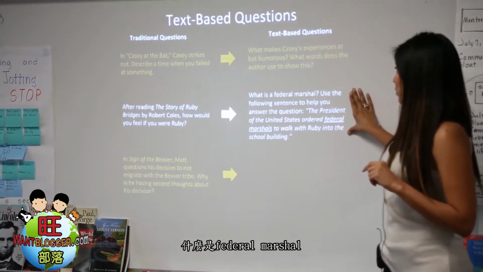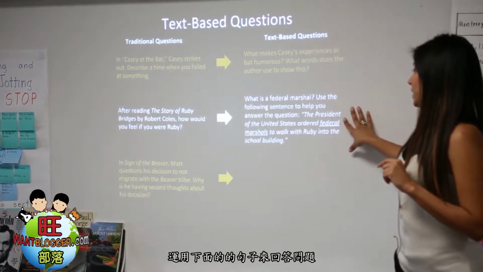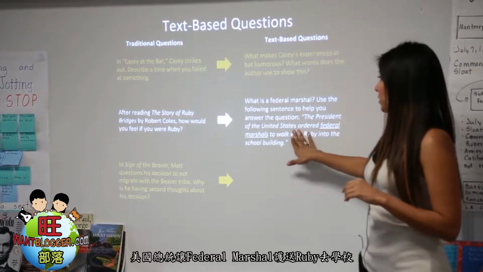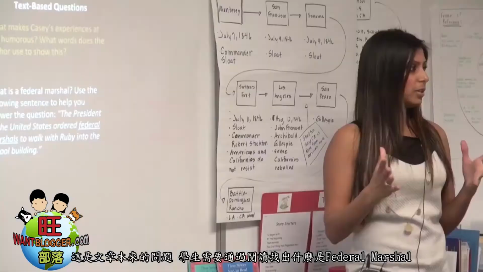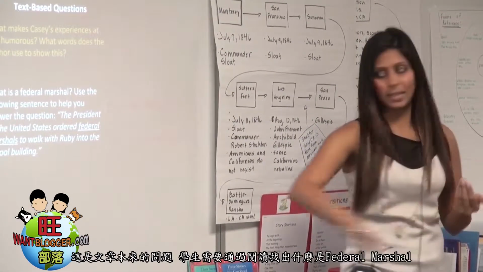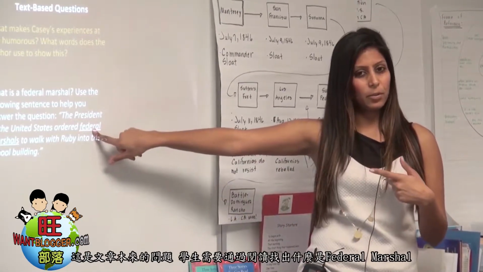What is a federal marshal? Use the following sentence to help you answer the question: The President of the United States ordered federal marshals to walk with Ruby into the school building. So this one, the question itself forces them to go to the text. They have to read this in the text and figure out what a federal marshal is.